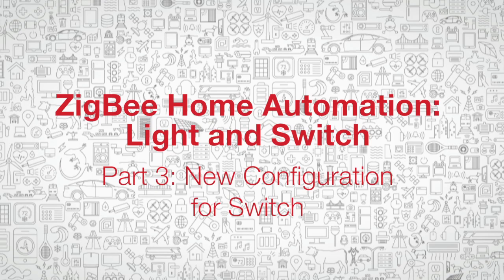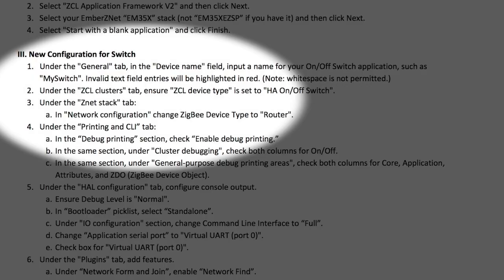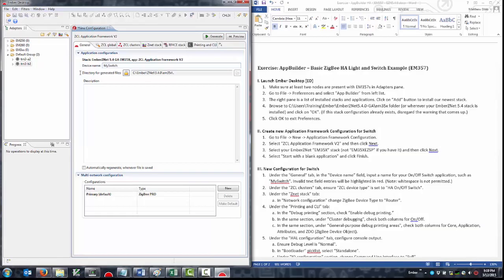So the first thing we do with our AppBuilder configuration is go into the General tab and give a name to our configuration. I'm suggesting you call it something like My Switch so that you can call the other one My Light. As long as you have some means to distinguish between the light and the switch, it doesn't matter what you call them. There might be a little bit of delay as you type this, as it's updating some other settings in the background.